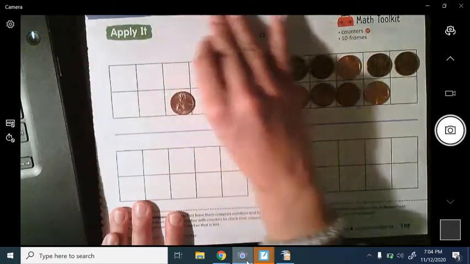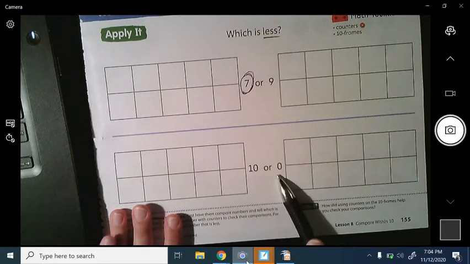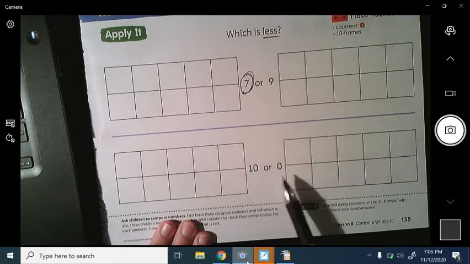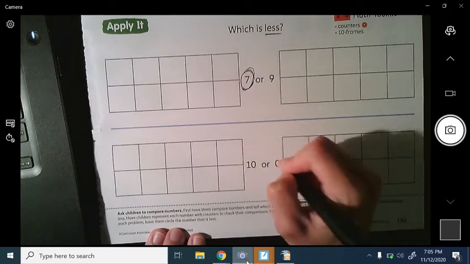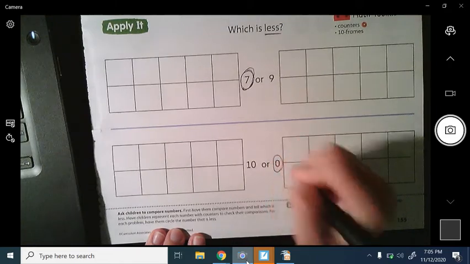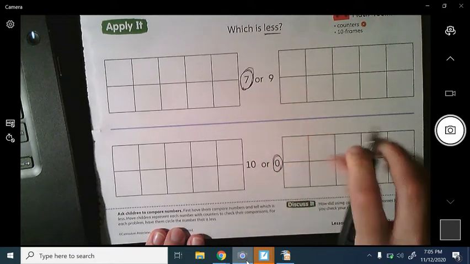All right, let's look at the bottom 2 numbers. We have the number 10 and the number 0. Boys and girls, which of these numbers is less? Thumbs up if you said 0 is less. Yes, boys and girls, 0 is less.